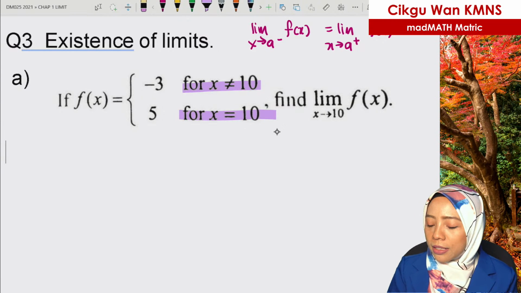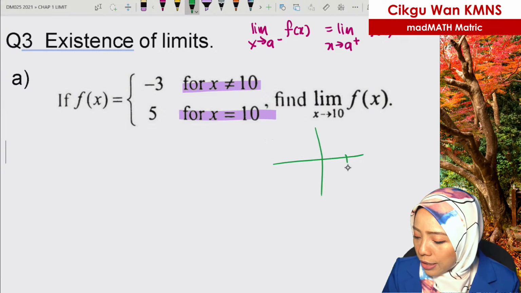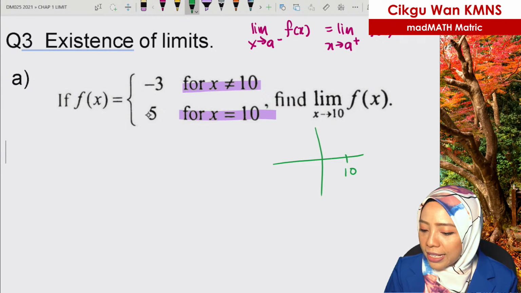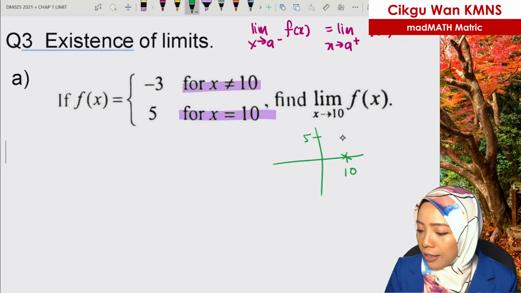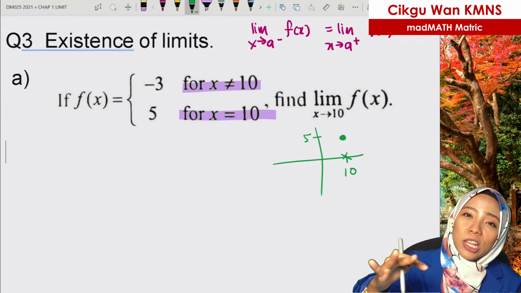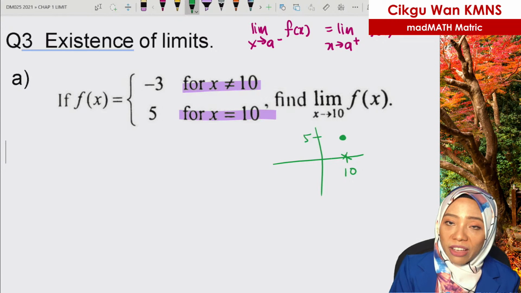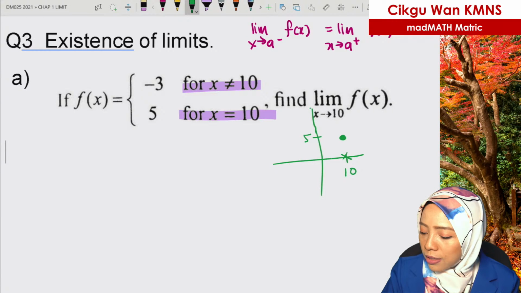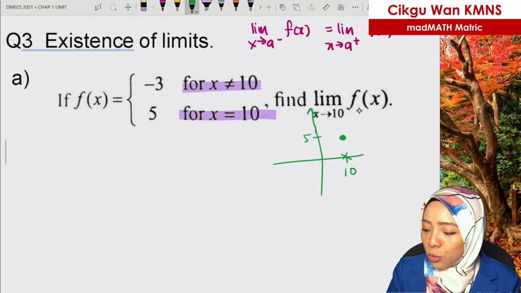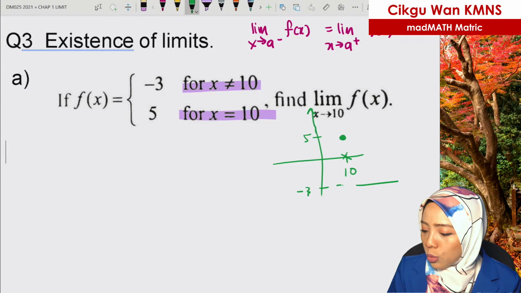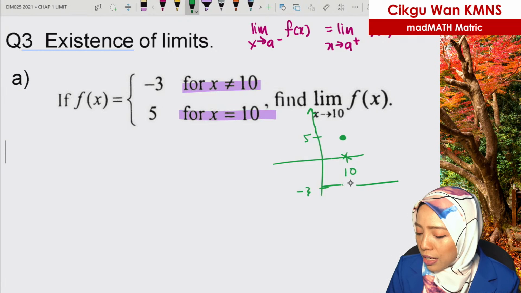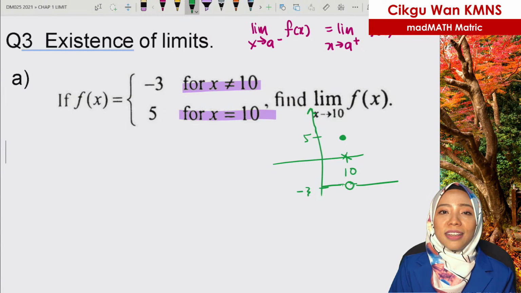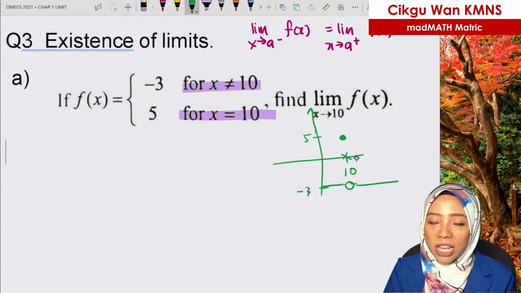Cannot be. Okay, yes. So maksudnya ketika dia 10, pada 10, when x is equals to 10, the y is 5. Ni kat sini. At that particular value, when x equals to 10, the y give you 5. But then, when x is not 10, maksudnya dia bukan 10 lah, dia memberikan jawapan negative 3. So kat bawah ni negative 3. Maksudnya macam tu. Yang selain daripada 10 dia bagi negative 3. So ini mesti empty circle. So apa yang nampak dekat sini? What is the behavior of the limit when x approaching 10?